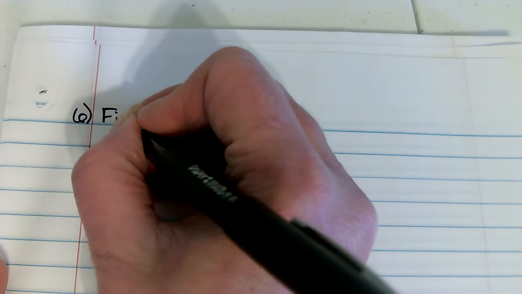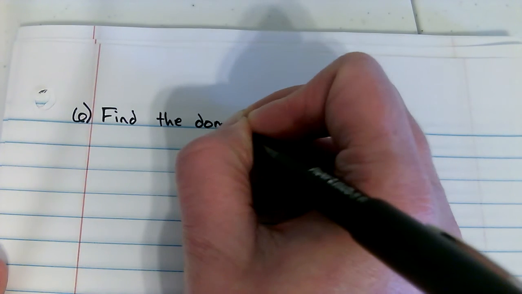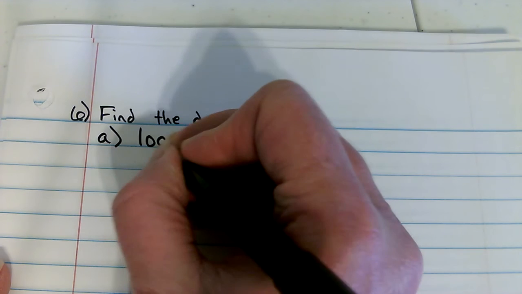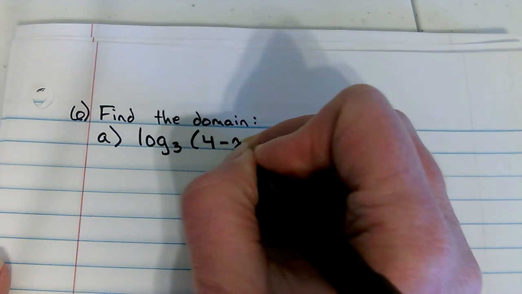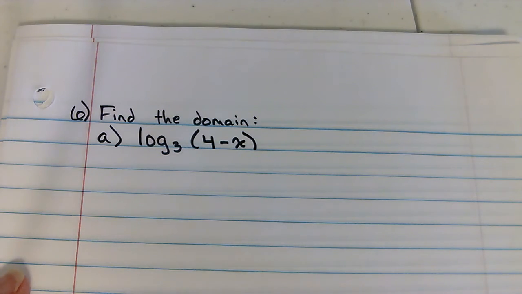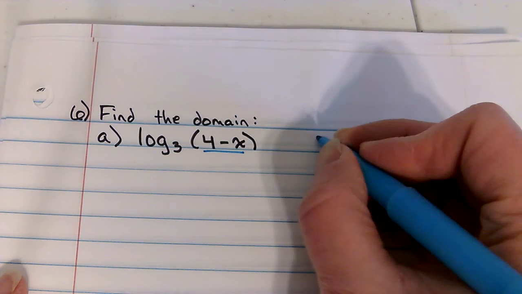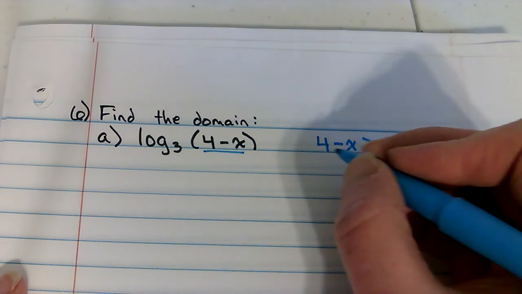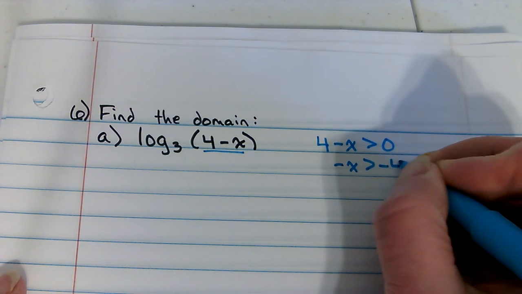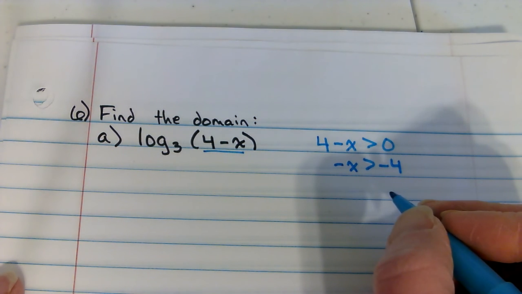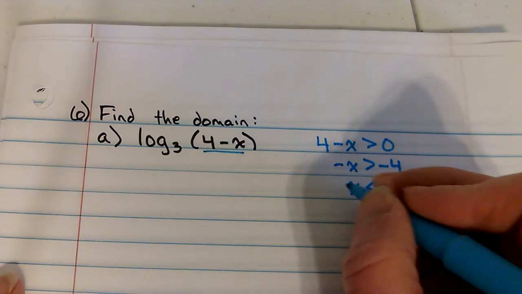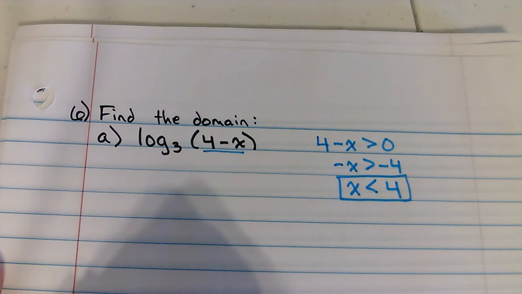So, find the domain. The argument has to be greater than 0. The argument is this. That has to be greater than 0. Ooh, this is a tricky one. Okay. So to solve this, I would subtract the 4, then divide by -1. And what happens if I divide by -1? My symbol is going to flip. And I have my domain.